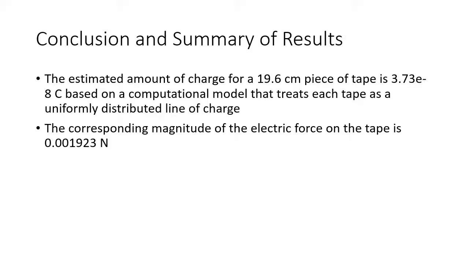For a piece of tape 19.6 centimeters in length, treated as a uniformly distributed line of charge, the magnitude of total charge on the tape will equal 3.73 times 10 to the negative 8th coulombs based on my computational model. This corresponds to an electric force of magnitude 0.001923 newtons, which is equal and opposite in direction to the gravitational force.